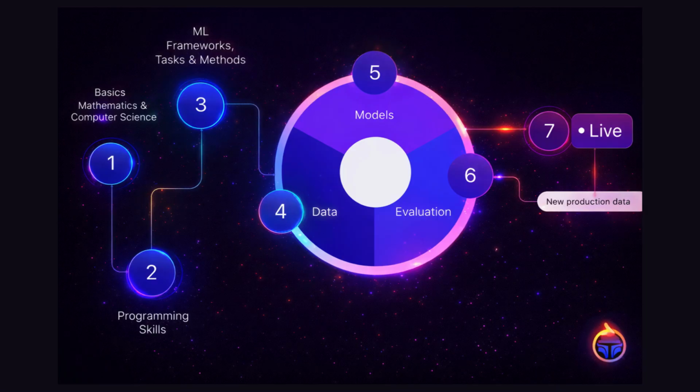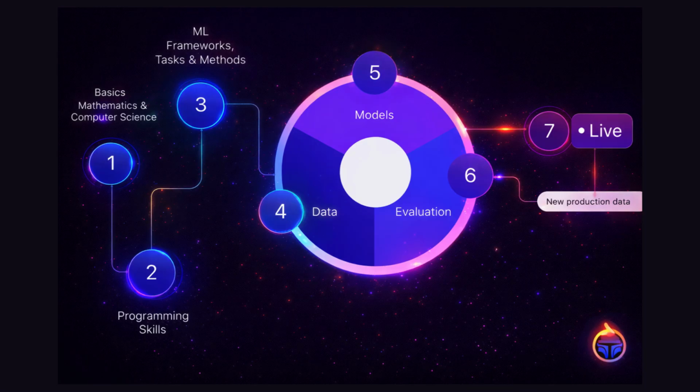Step 3, Machine Learning Framework, Tasks and Methods. Understand how machine learning works, classification, regression, and especially neural networks. Use frameworks like TensorFlow or PyTorch. Step 4, Data. Everything revolves around data. Learn how to collect, clean, and pre-process images properly. Step 5, Models. This is where you build CNNs, convolutional neural networks, object detection models, segmentation models. Train them, test them, improve them.